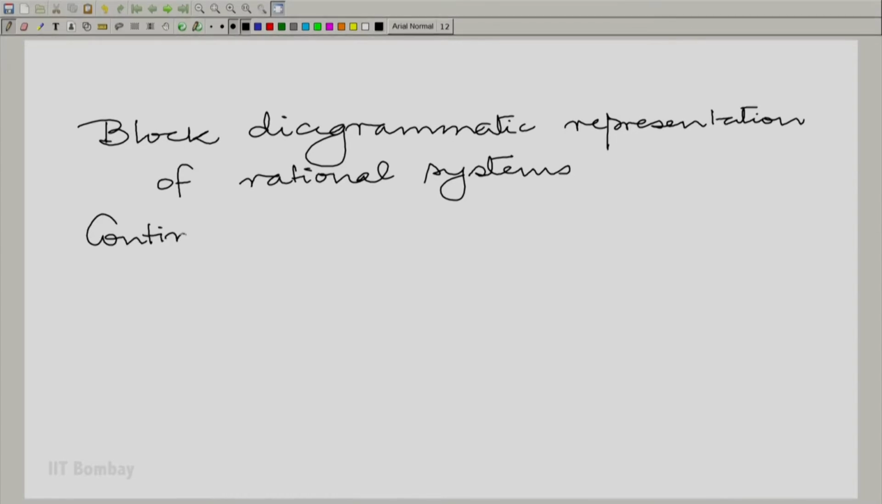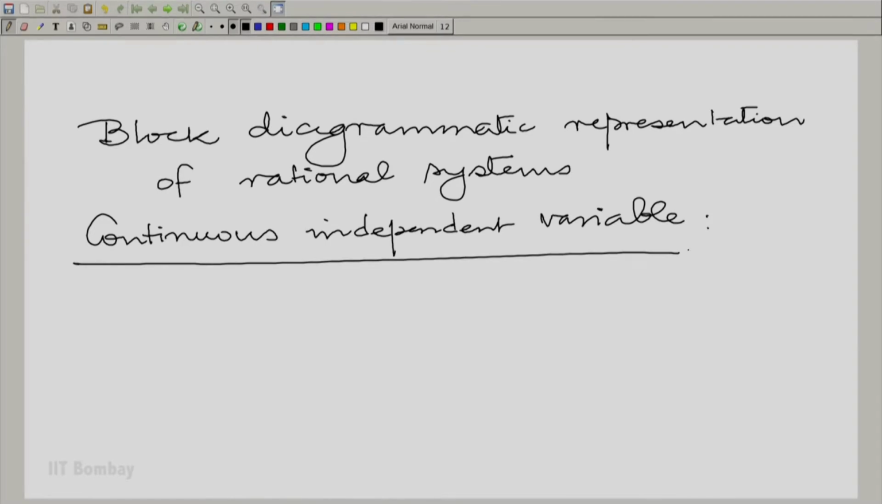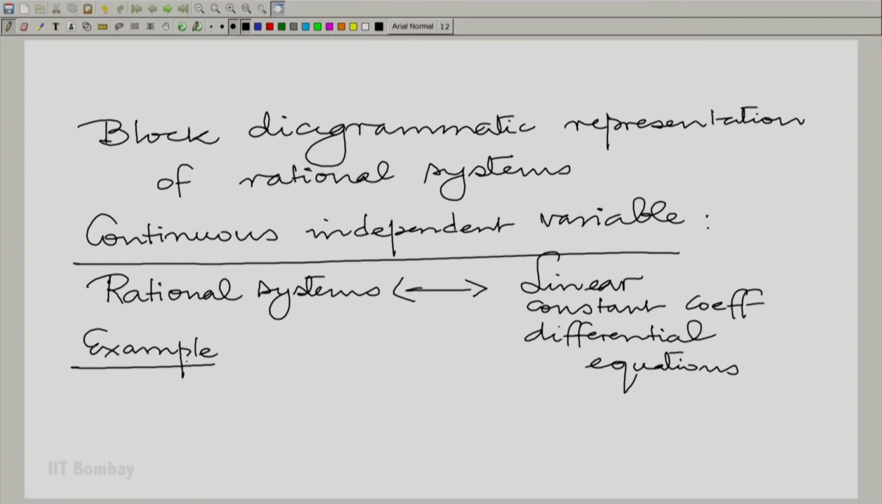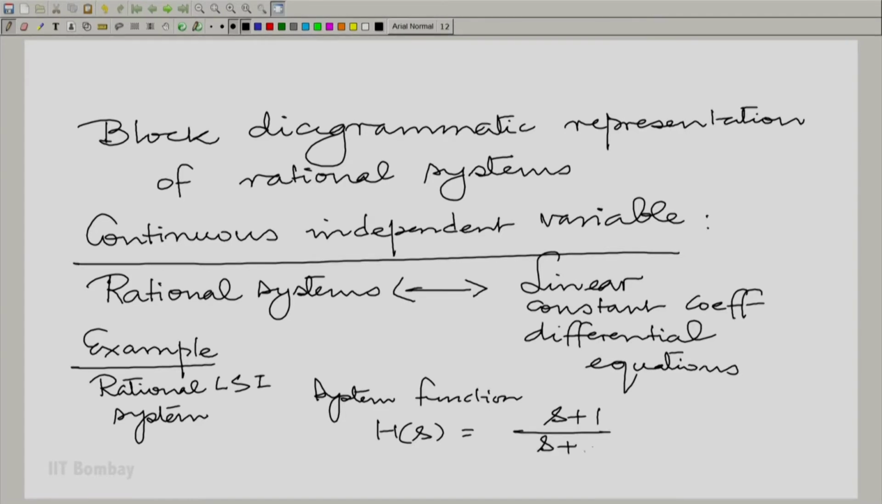Now, rational systems, and we will begin first with the continuous independent variable case. Rational systems correspond to linear constant coefficient differential equations. Let us take what we call the rational system of the following form. In fact, let us take an example. Let us assume we have a rational system with system function (s plus 1) by (s plus 2) with the region of convergence given by real part of s greater than minus 2.